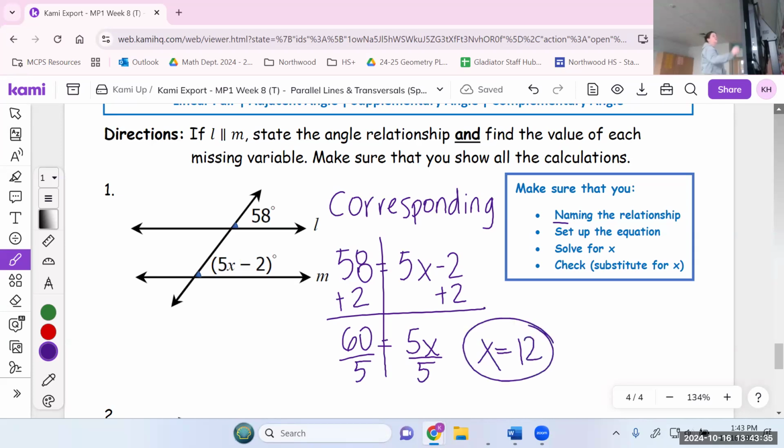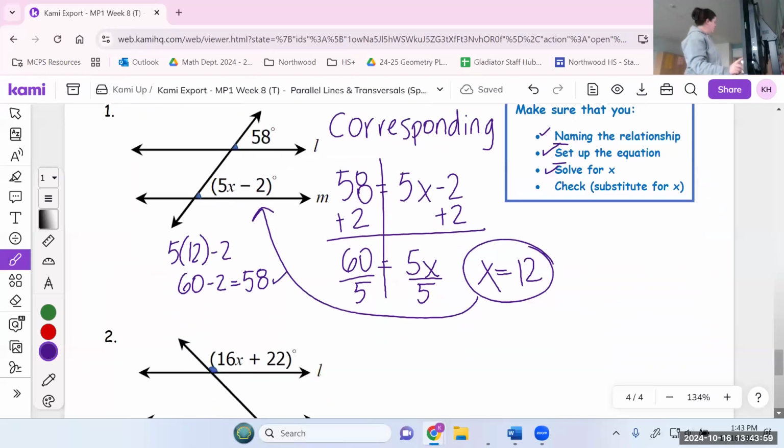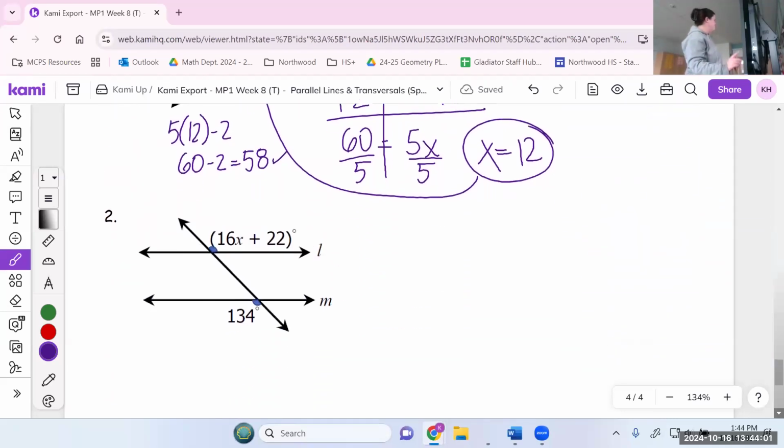Okay, now we named the relationship, set up our equation, solved for x. Now let's check and substitute. So we're going to take our x here and plug it in. We're going to have 5 times 12 minus 2. 5 times 12 is 60. 60 minus 2 equals 58. True statement.